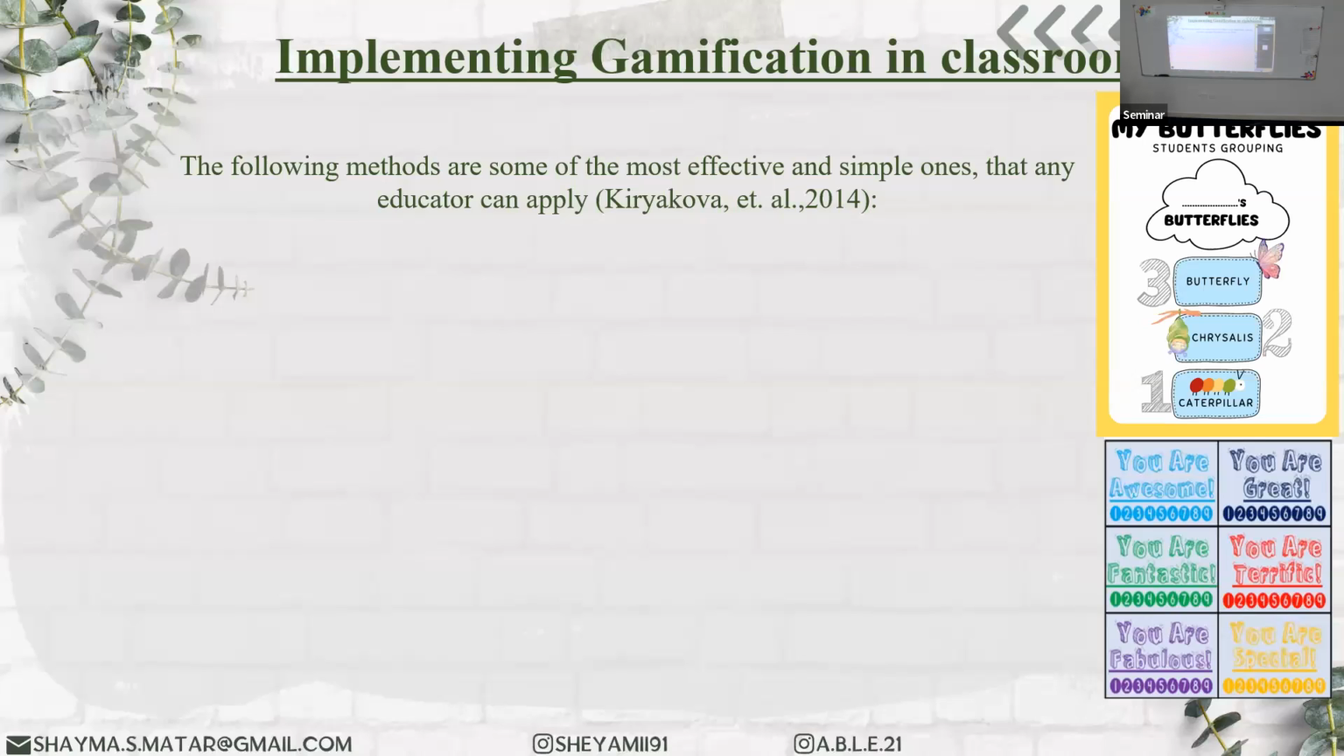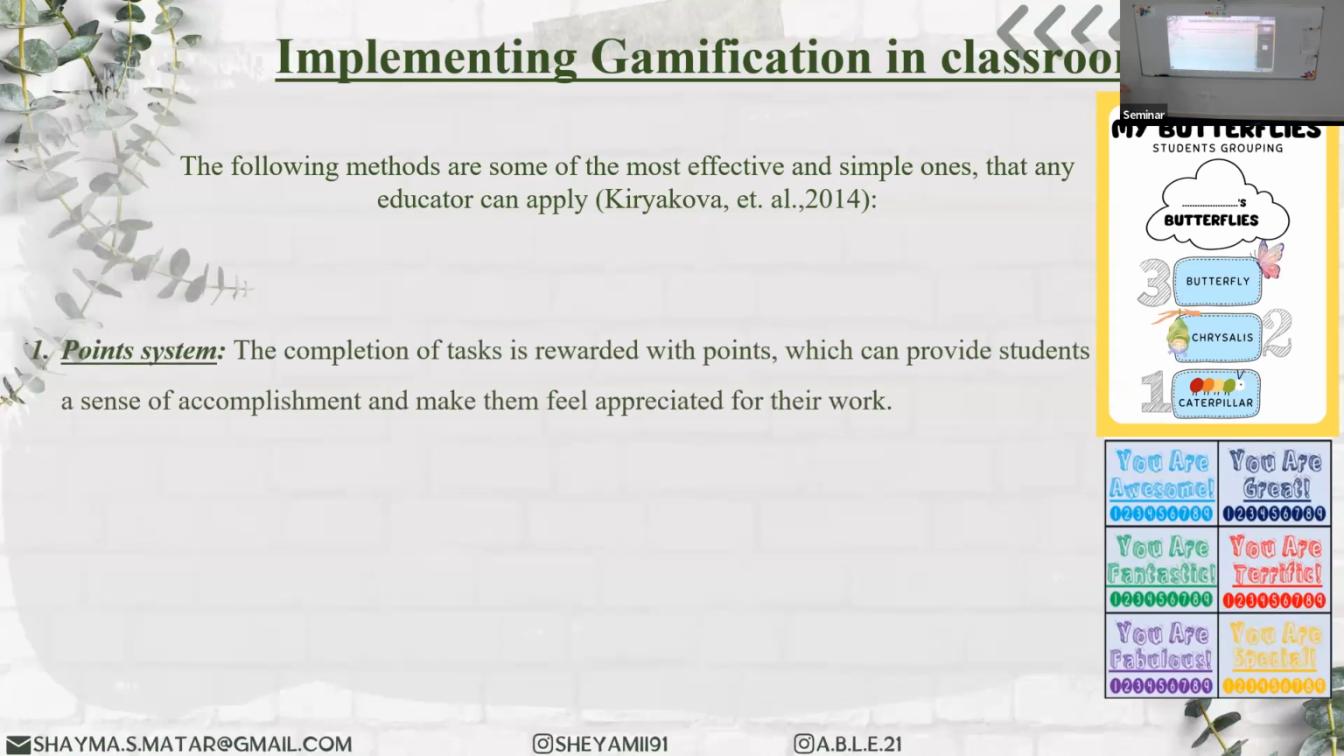So the following are the methods that I personally used with my students, and these were very easy to do and to use in my classroom. So number one is the point system. I can give points, for example, let me show you this, which is the punching cards.